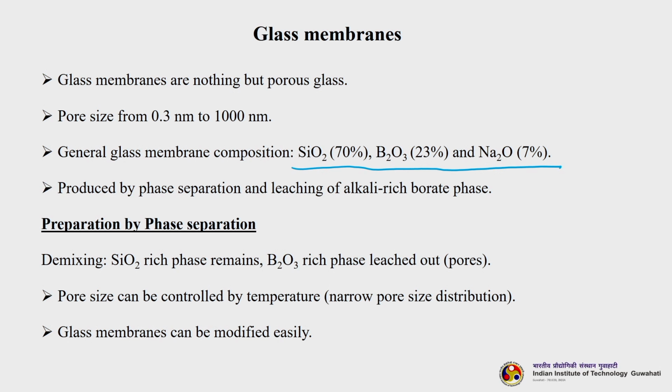They are produced by phase separation and leaching of the alkali rich borate phase. It is prepared by a phase separation process in which the silicon dioxide rich phase remains and the boron trioxide rich phase is leached out. So, this particular phase has been leached out from this particular composition. Pore size can be controlled by temperature, and we get a very narrow pore size distribution. Glass membranes can be modified easily. It is easy to prepare actually.